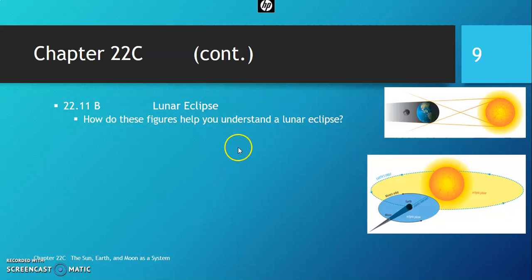And again, the key I think is what is in the middle. So go ahead and jot that down. We'll pause now.